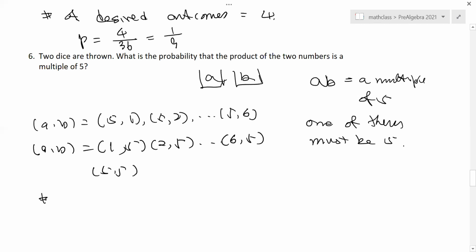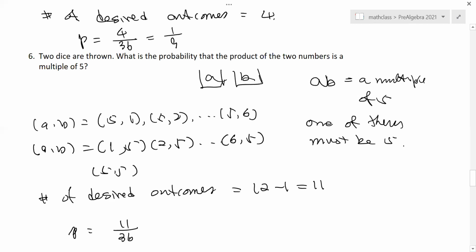So that's why the number of successful outcomes is going to be 12 minus 1, which is 11. So the probability is going to be 11 over 36. Just be careful when you count it, because it's double counted. That's why I put a question mark here. Otherwise it's 12, which is 2 times 6.